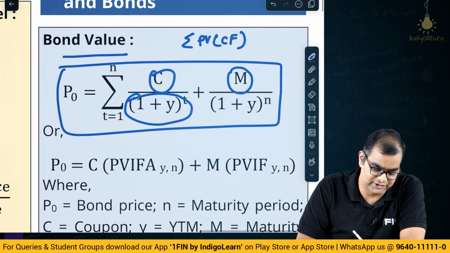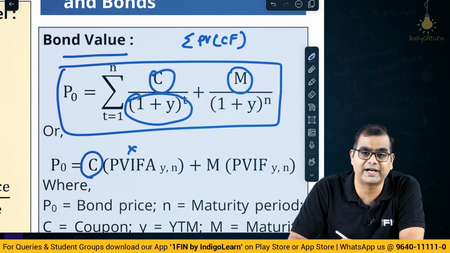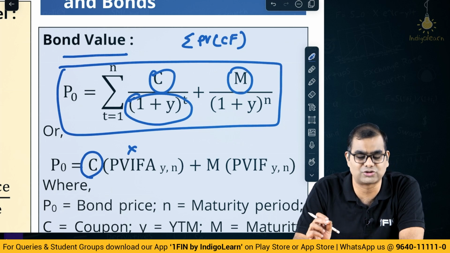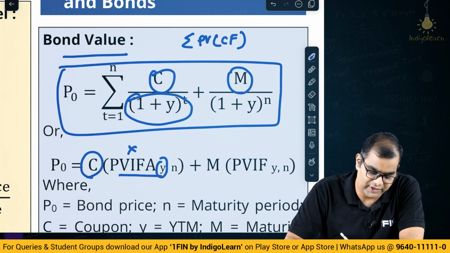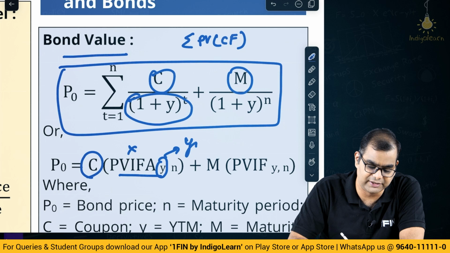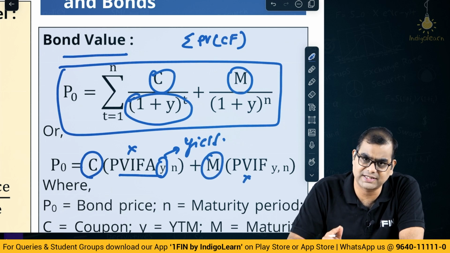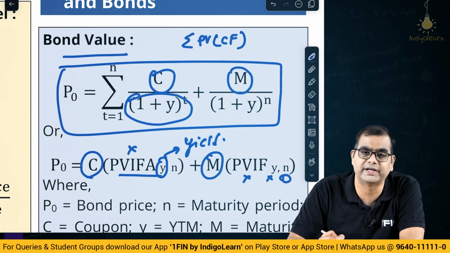So P0 is equal to coupon into the present value interest factor annuity, that is, the summation of all the present value factors from year 0 till the last coupon date, for a specific number of years and for a specific rate, where Y is basically the rate, which is the yield. And next is maturity value, into the present value interest factor, specifically the last year's present value factor for the same yield for the last period.